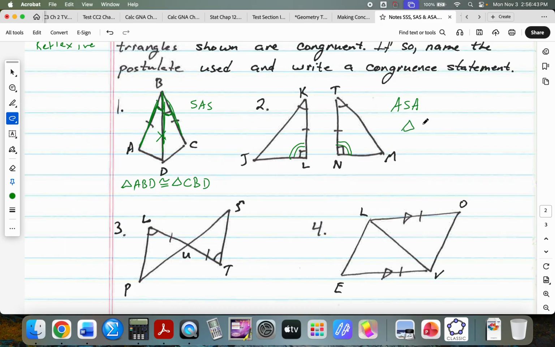Again, you can name the first one any way you want. I'm going to call it KLJ. And you just have to make the corresponding parts match up. What does K match up with in the other triangle? T. And L matches up with N, and that means that the last one's got to be M.